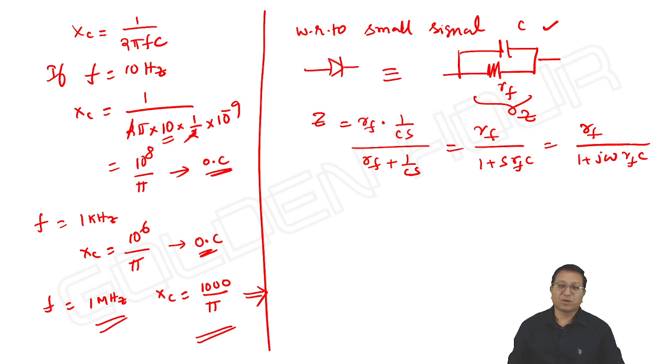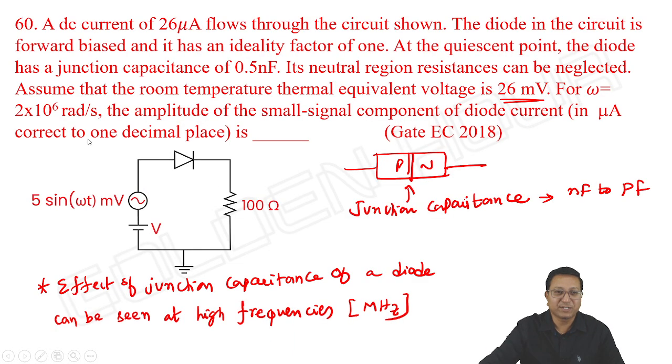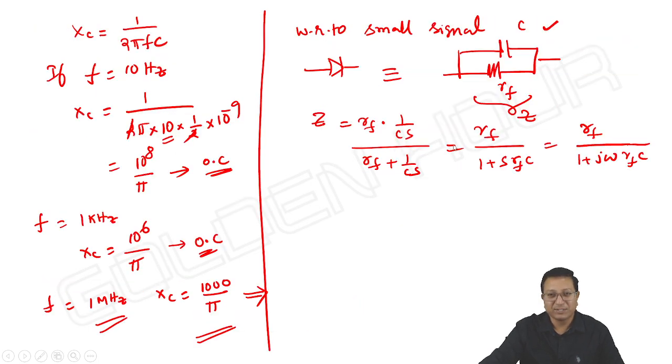But till the last problem, I wrote only RF without considering the internal junction capacitance of the diode, whose value is by default taken as open circuit at low and mid frequencies, whose effect can be seen only in the range of megahertz of frequency. As in this problem, that frequency range is given, input frequency is given as 2 into 10 power 6 radian per second. I am not considering this capacitor as open circuit. I am taking its impedance into consideration. Okay. So how to find RF?